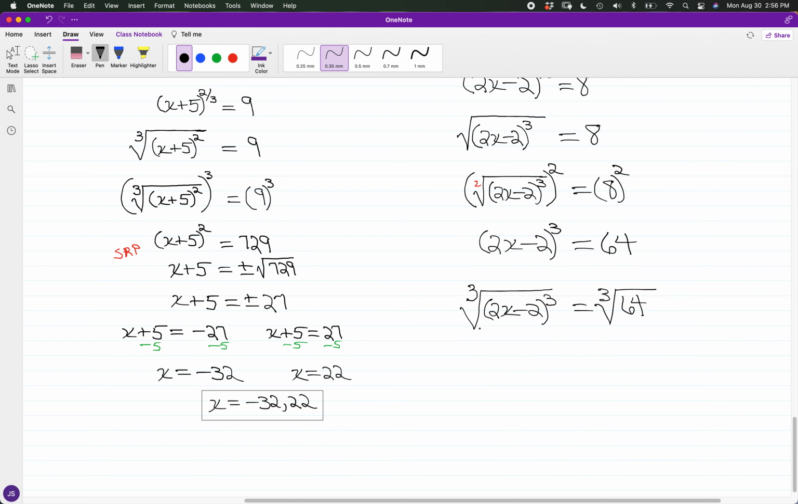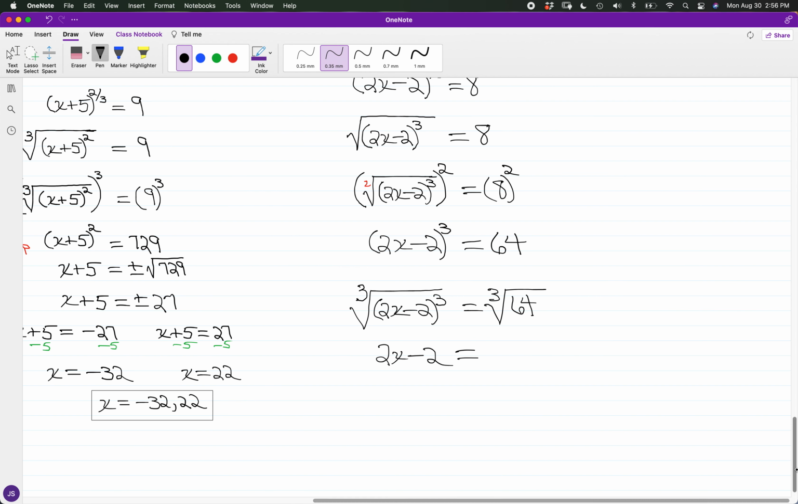So for what I have on the left, the radical cancels out the exponent. So we have 2x minus 2. Now as for the cubic root of 64, like 729, 64 is both a perfect square and a perfect cube. Think of it like this: you have the cubic root of 64. Now 64 would be 4 times 4 times 4.